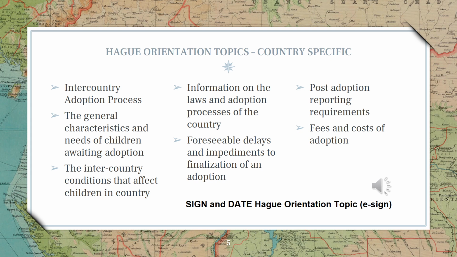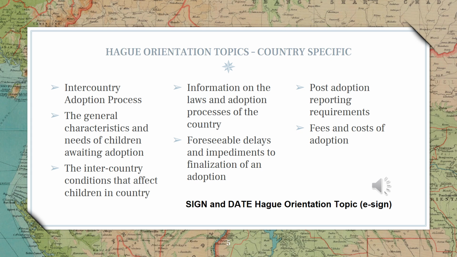Now that we have gone over the Hague Orientation topics, such as the reason children are available for adoption in Haiti, post-adoption report requirements, adoption laws, and the reason for the decrease in international adoption, we will next need you to sign and date the Hague Orientation topics electronic form. It is important for you to review this document thoroughly and then sign and date it.